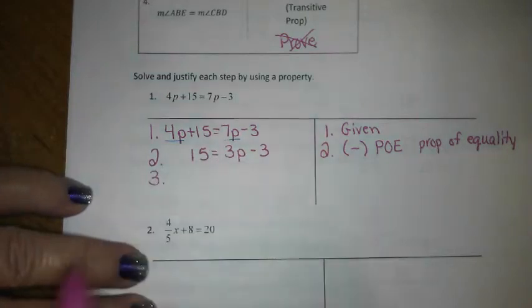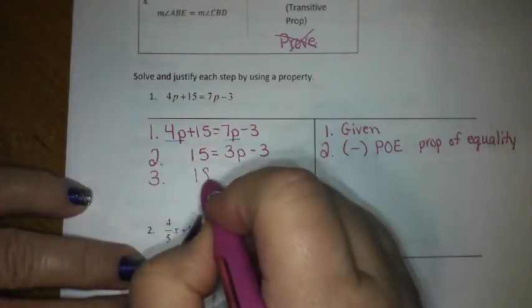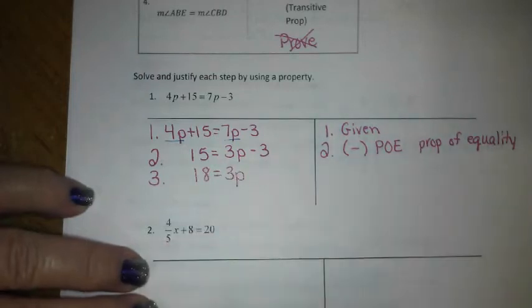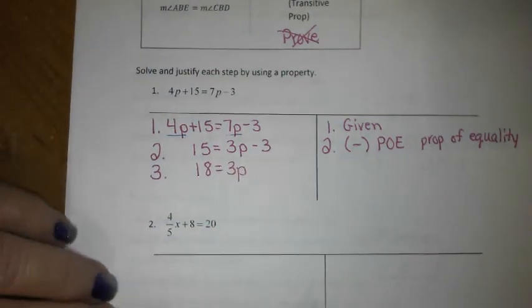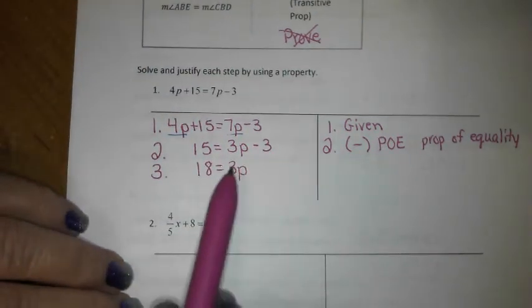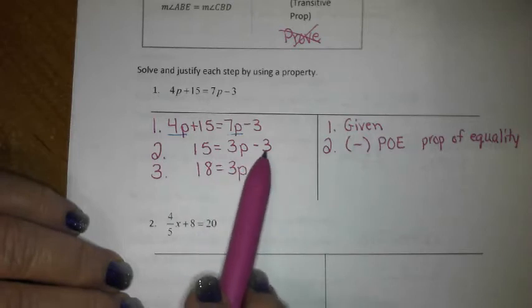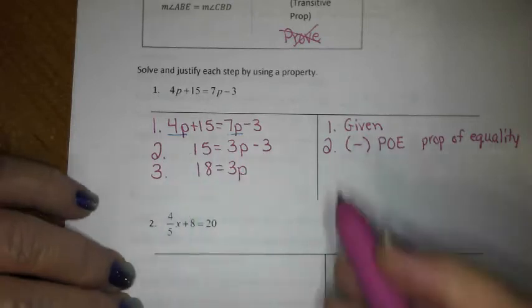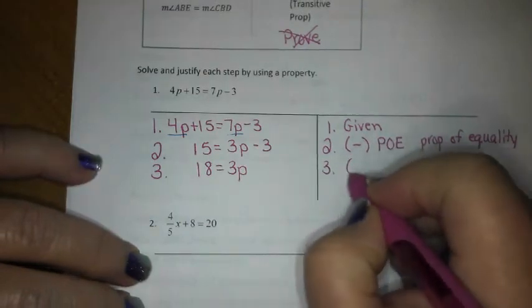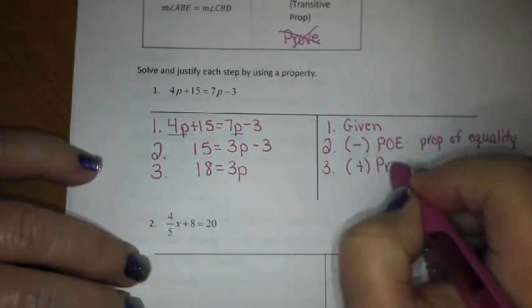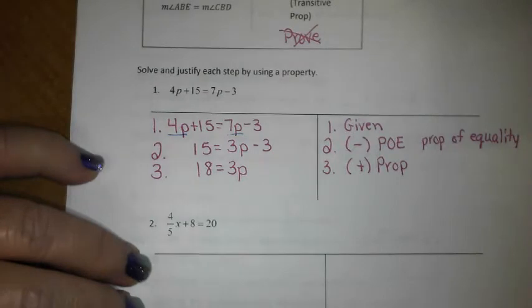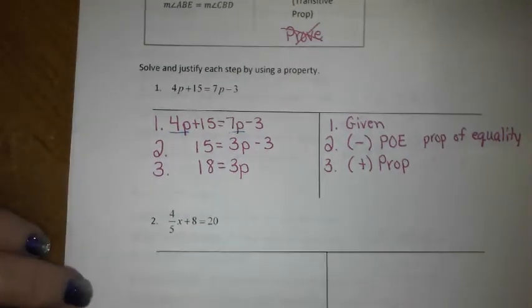So in my next step, maybe I write 18 equals 3p. I say, okay, what did I do to both sides? Well, the negative 3 is gone, so I bet I added 3 to both sides. So that would be the addition property. Again, if you just want to call it addition property, I'm okay with that.